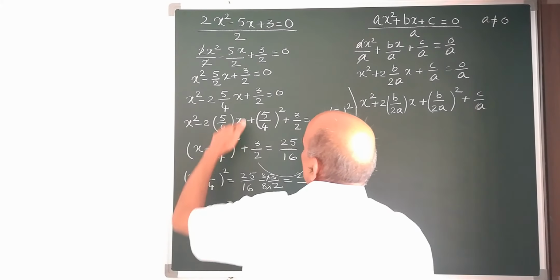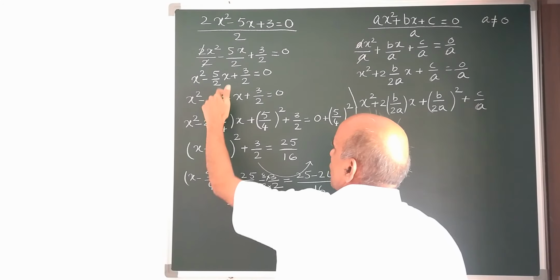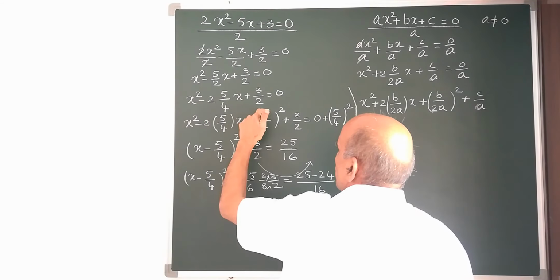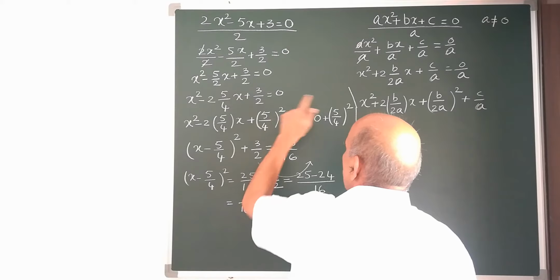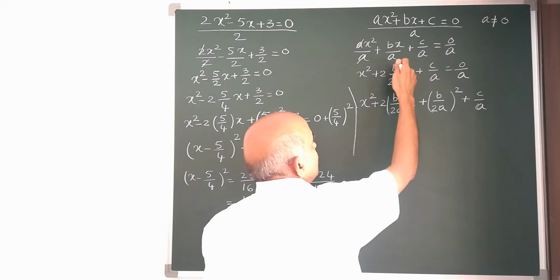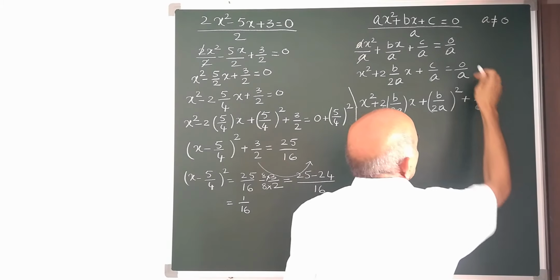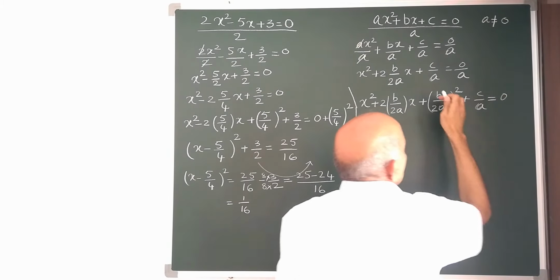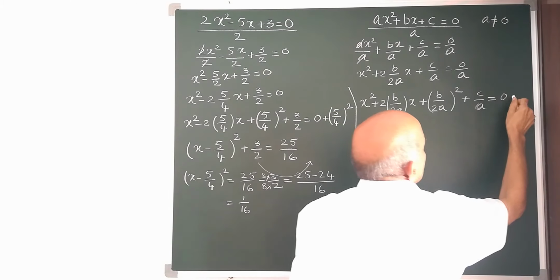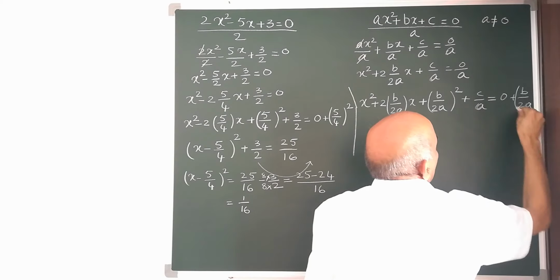If you look at the example, here 2ab, in place of b we have 5 by 4, so this 5 by 4 whole square we have added on both sides. Like that, this b by 2a whole square we have added on both sides. So 0 by a becomes 0, b by 2a whole square we are adding, so this becomes b by 2a whole square.